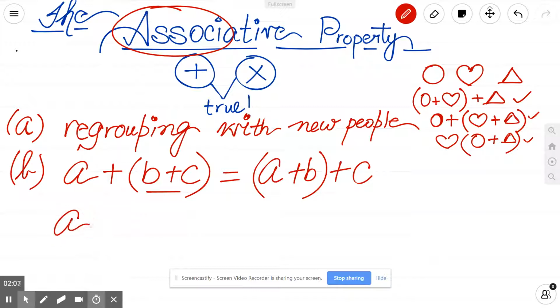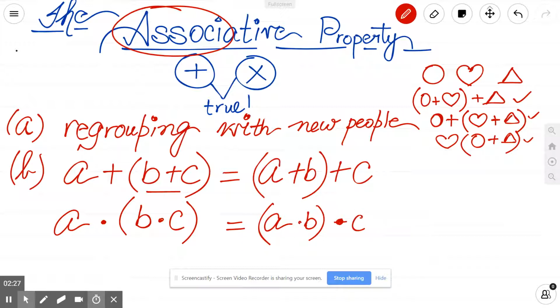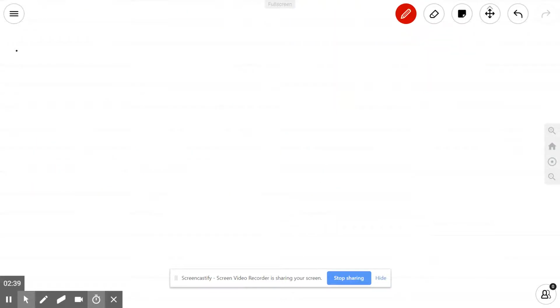How does it look in multiplication? Somewhat similar. We'll have a times b times c. So here I'm multiplying b and c first and then timesing by a. And here I'm going to have a times b, and then I'm going to times c later. So I hope I made some sense about the property. On the next page, I'm going to share with you some examples so that it's crystal clear to you. So let me go ahead and clear this page altogether.